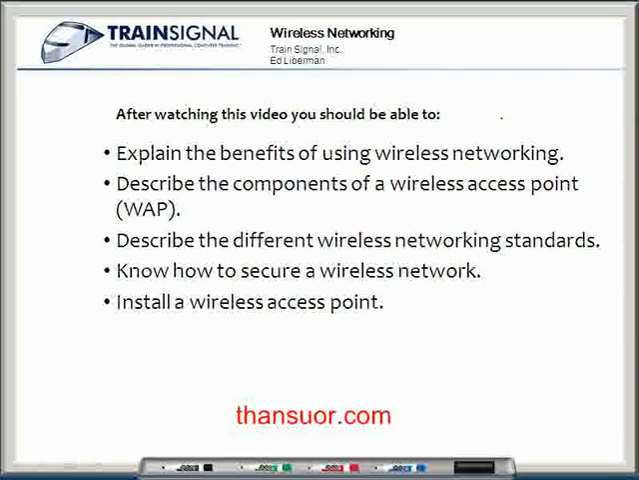You should be able to describe the components of your wireless access point. You should be able to describe the different wireless networking standards. And again, remember, 802.11g and 802.11n are the two primary standards that you will find out there today. You should know how to secure your wireless network, and keep in mind that there are some easy ways to do it, but then those easy ways to secure it are also easily hacked into. And then there are some more sophisticated ways, but they are more time consuming and cost more. But they would truly secure your wireless network. And then finally, you should know how to install a wireless access point. So that's it.